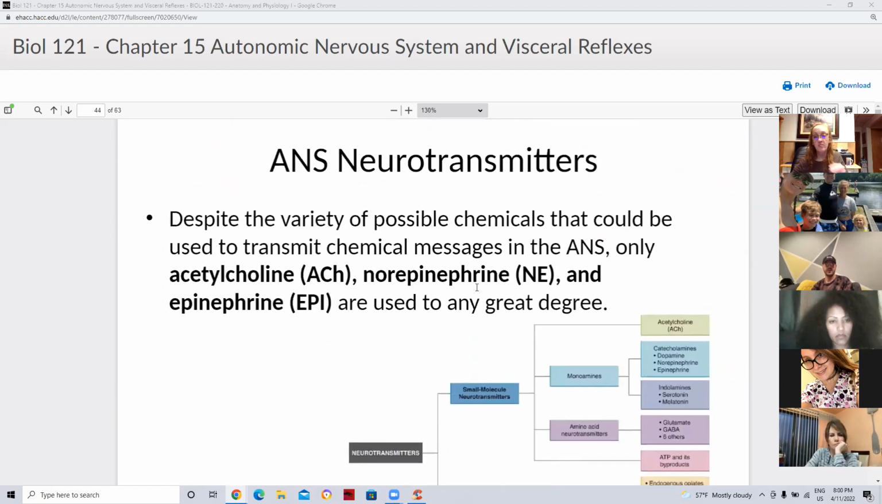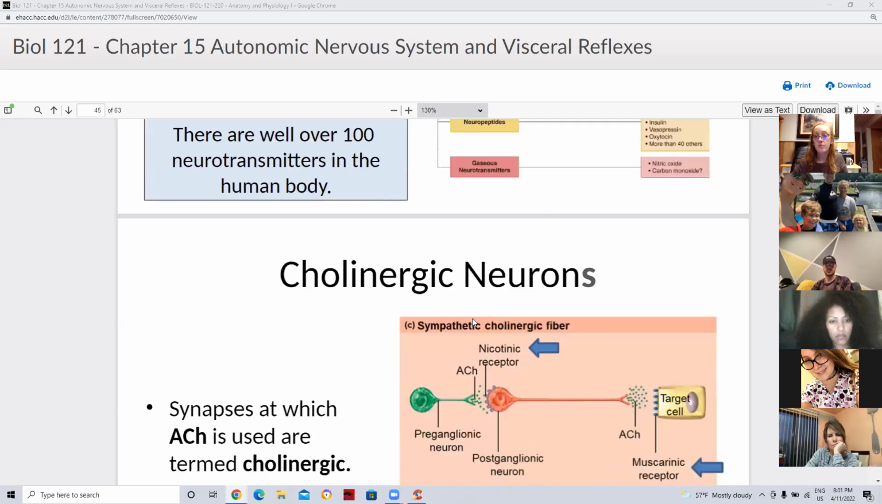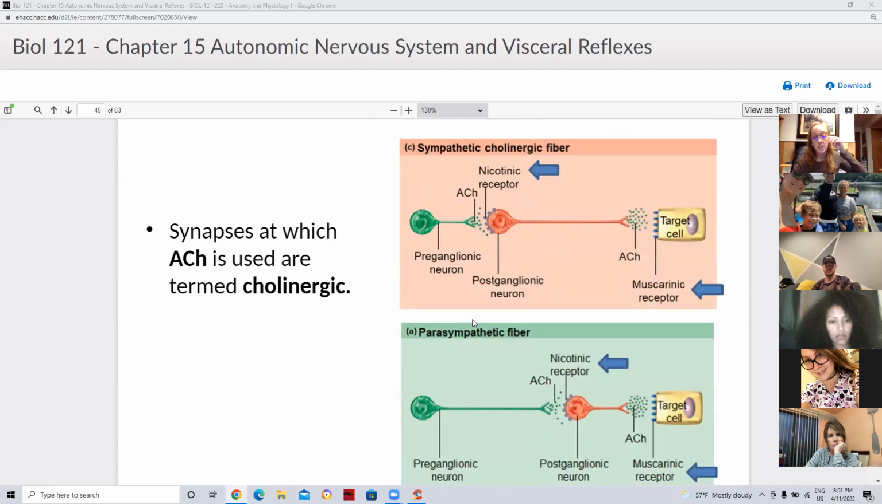Despite the massive variety of possible chemicals that could be used as neurochemical messengers in the autonomic nervous system, only acetylcholine, norepinephrine, and epinephrine are used to any degree. Remember, there's over like 100 neurotransmitters, but we only use mainly 3. Synapses at which acetylcholine is used are considered cholinergic.